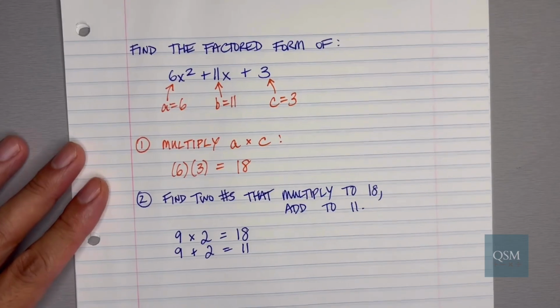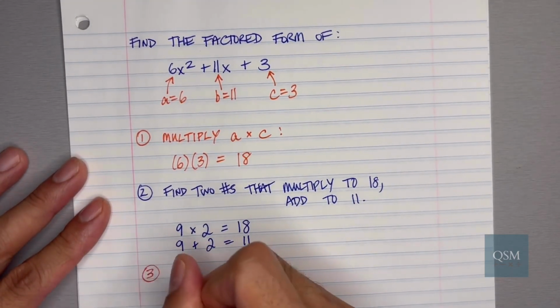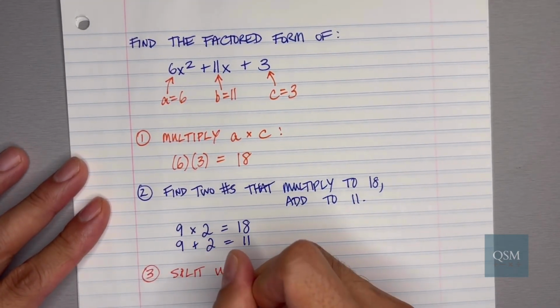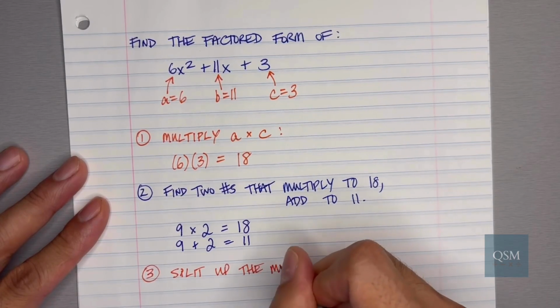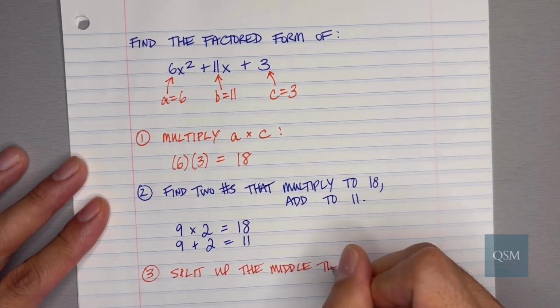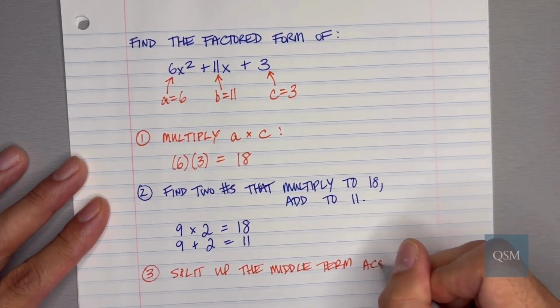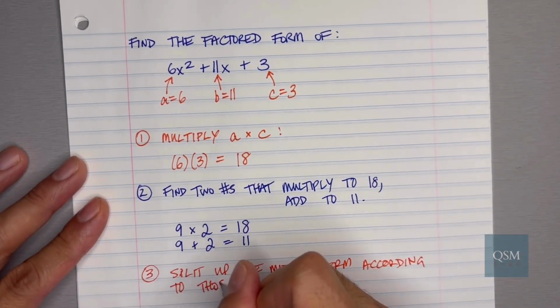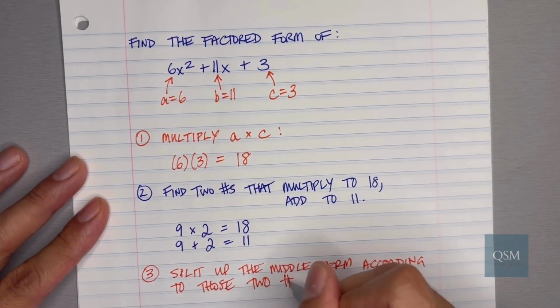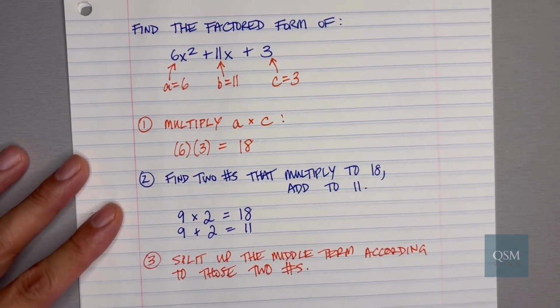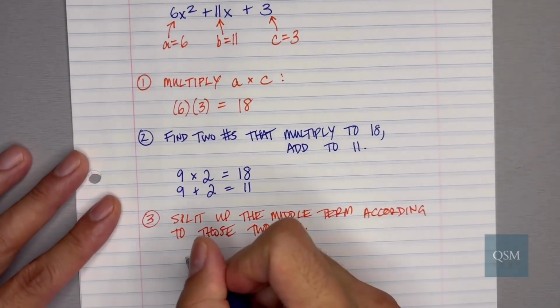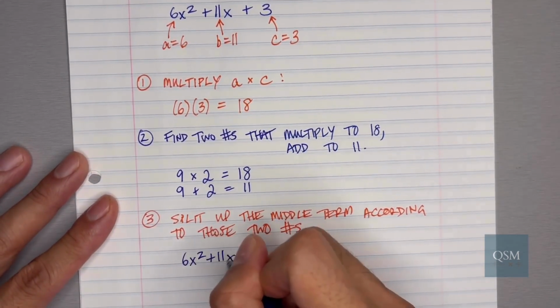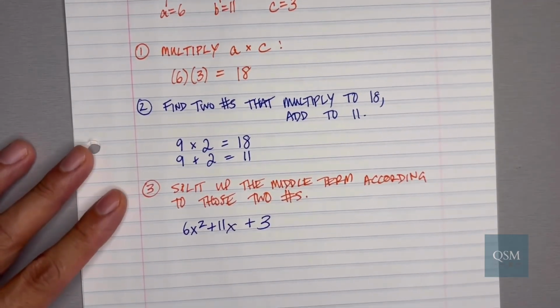So what are we going to do with those two numbers now? We're going to split up the middle term according to those two numbers. And this is called decomposition. So let's do that. We started off with our 6x squared plus 11x plus 3, and we're going to split that off.